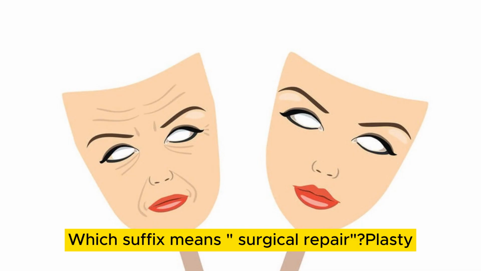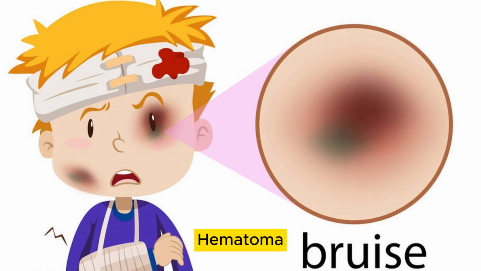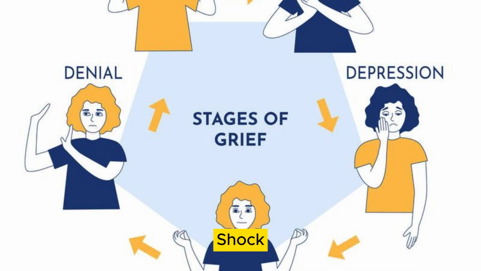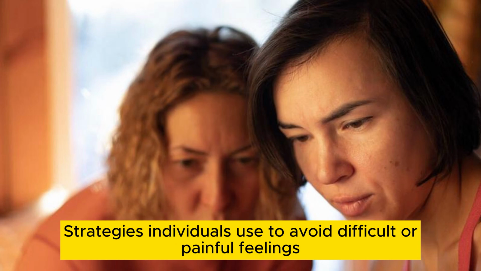Which suffix means surgical repair? Plasty. Which of the following conditions is commonly known as a bruise? Hematoma. Each of the following identifies one of Elizabeth Kubler-Ross's 5 stages of grief except shock. The most accurate definition of defense mechanisms in psychology is strategies individuals use to avoid difficult or painful feelings.